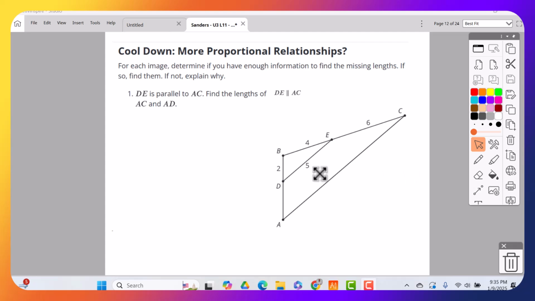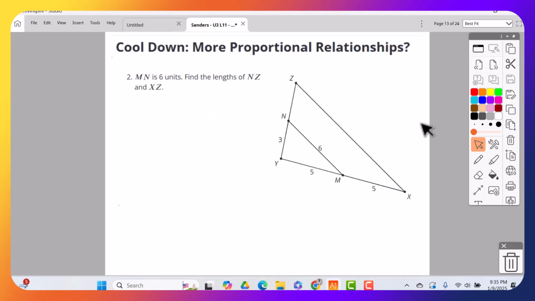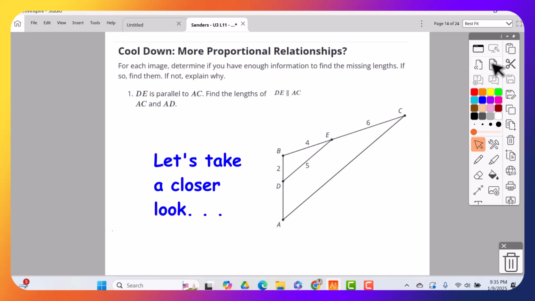All right, there are actually two problems on your cool down page, but I only had space to put one of each. There's this first one, this second one, and so let's get started. First, let's take a closer look at the first one, where DE is parallel to AC. And we want to find the lengths of AC and AD.